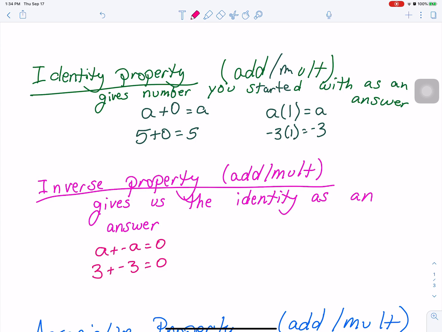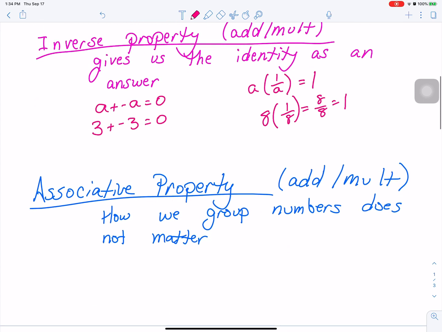If we're looking at multiplication, A times 1 over A would equal 1, because I'd end up with A divided by A, which would cancel out to be 1. So 8 times 1 over 8 would be 8 over 8, which equals 1. And that's what we'd be looking at, the inverse property. So the difference between inverse and identity is where that 0 or 1 happens to be.